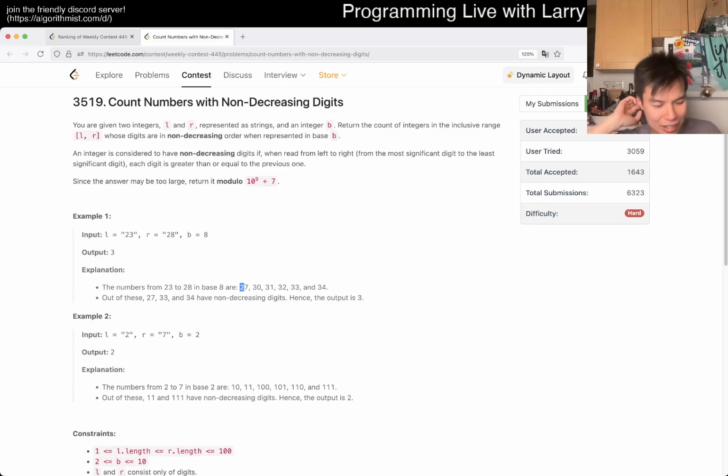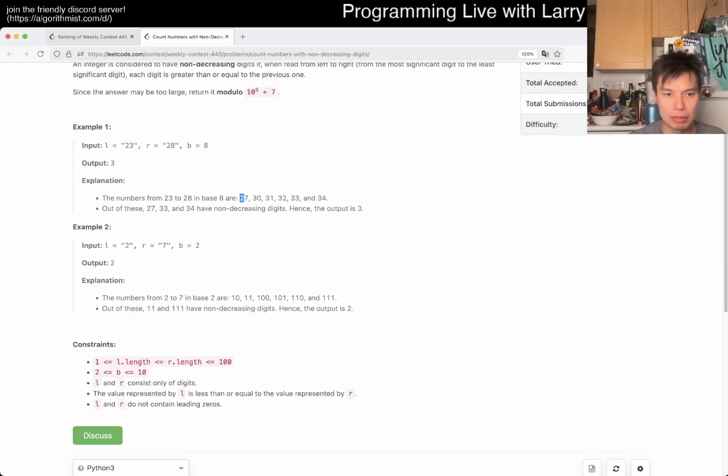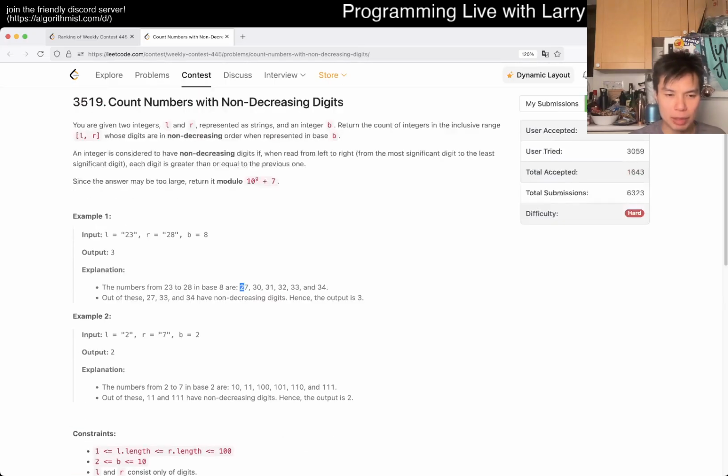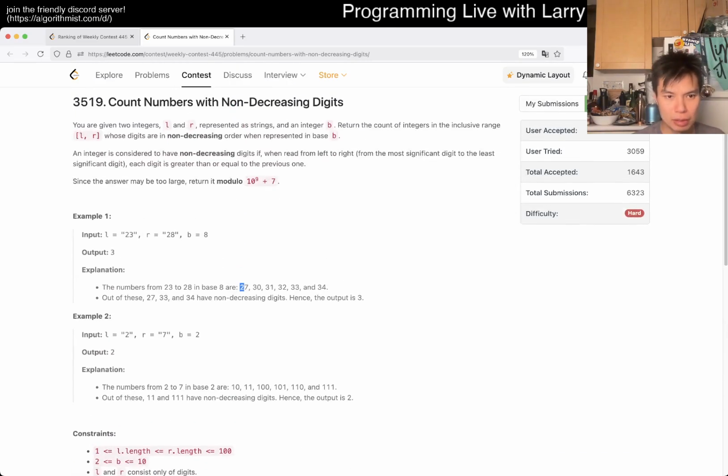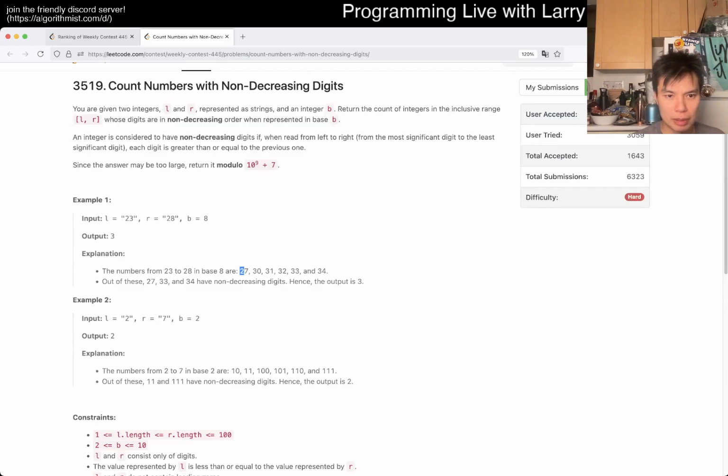Whenever they say non-decreasing and non-increasing, I always get confused. I mean, so this one is just sorted, right? So okay, count the numbers. Is this supposed to be hard? Is it digit DP probably, or just regular DP even, right?